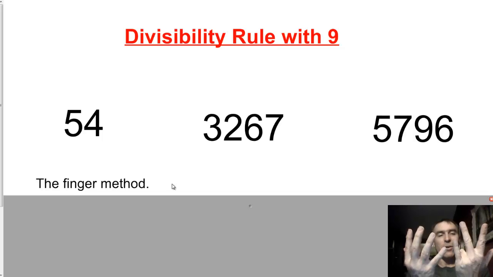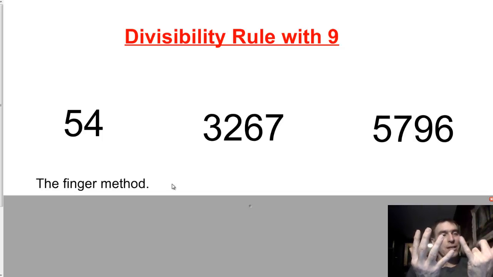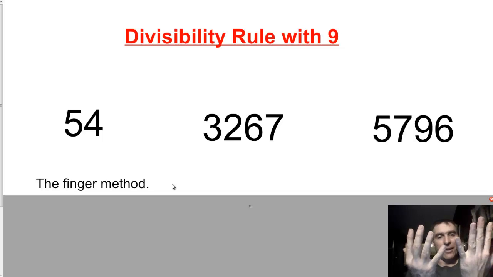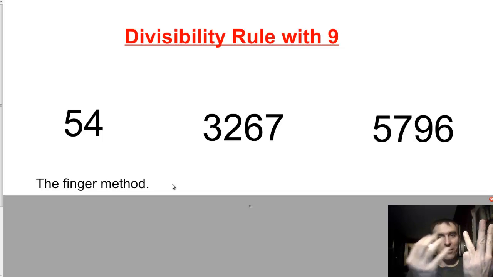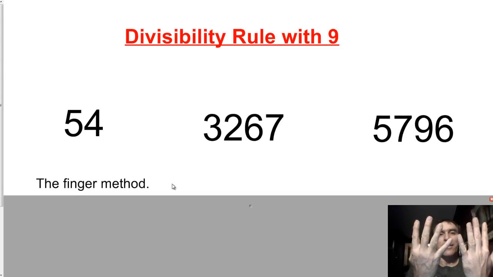9 times 4, put it down, 36. 9 times 5, fifth finger down, becomes 4 tens, 45. 9 times 6, put down the sixth finger, 54. 9 times 7, 63. 9 times 8, 72. 9 times 9, 81. 9 times 10, 90.